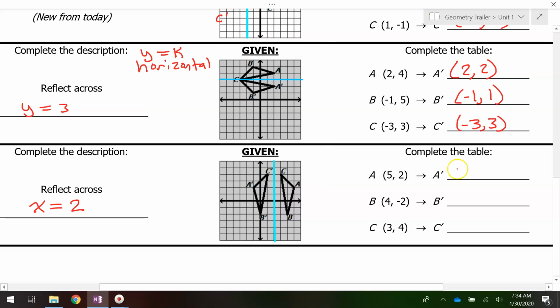And again, we can just pull the ordered pairs of the image right off of the graph. A prime is here at negative 1, 2. B prime is at 0, negative 2. And C prime is here at 1, 4.